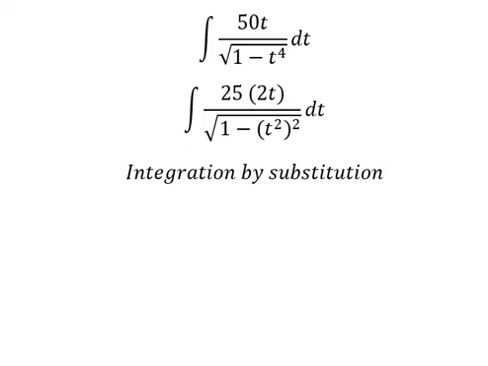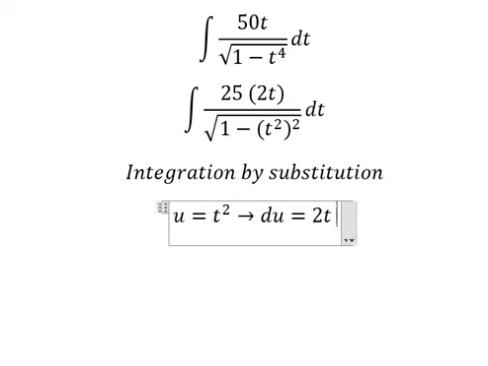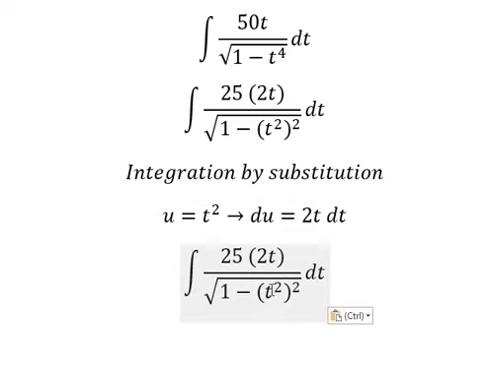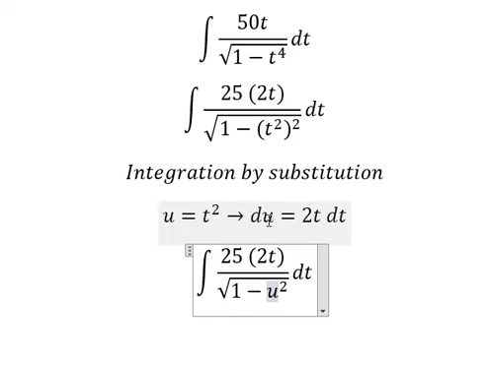So I will put u equals to t squared. After that, we need to do first the derivative for both sides, and we have du equal to 2t dt. So this one we change by u, 2t dt we change by du.